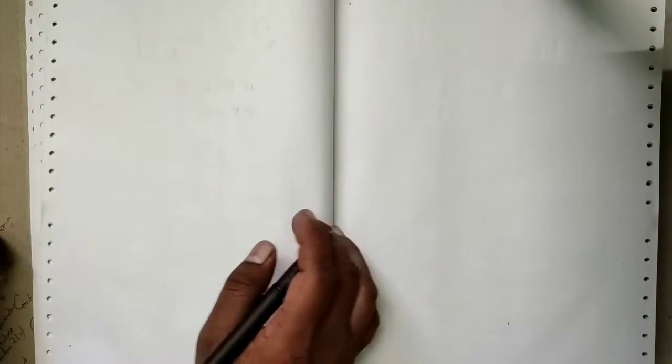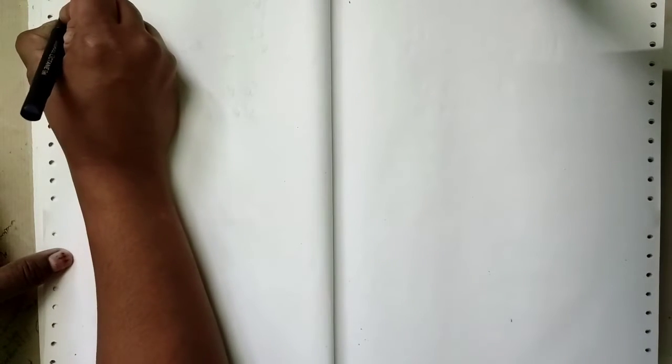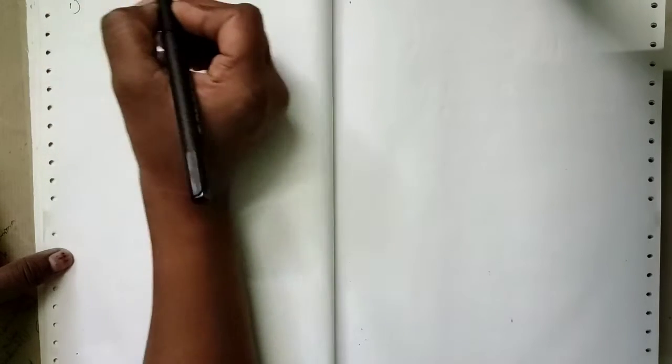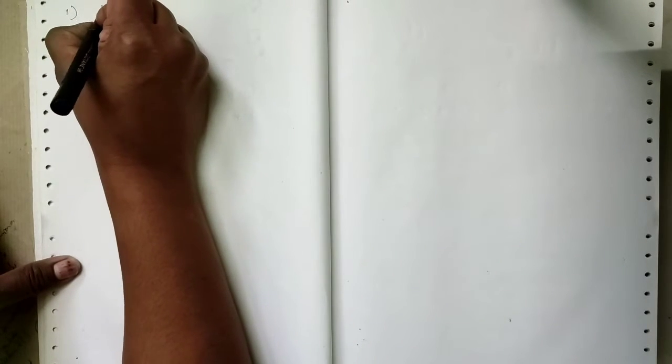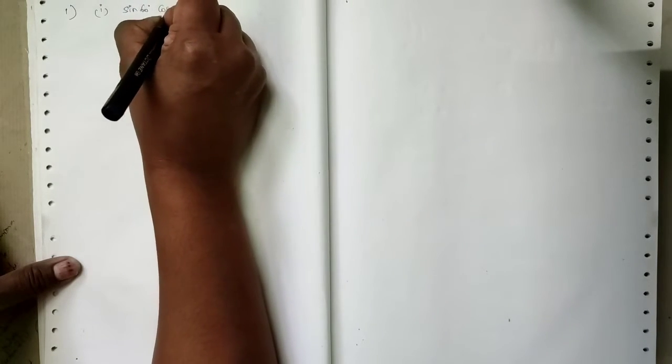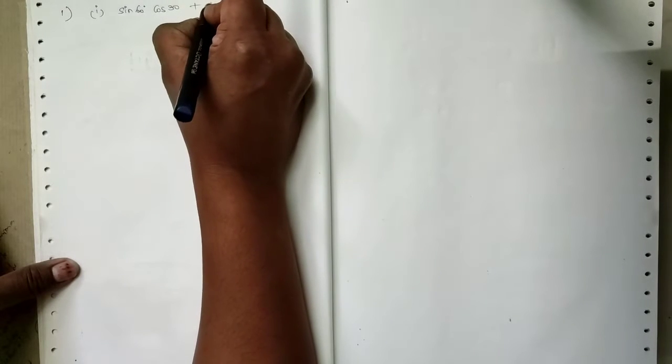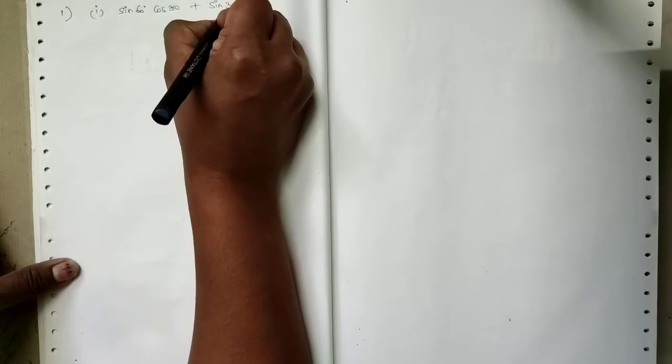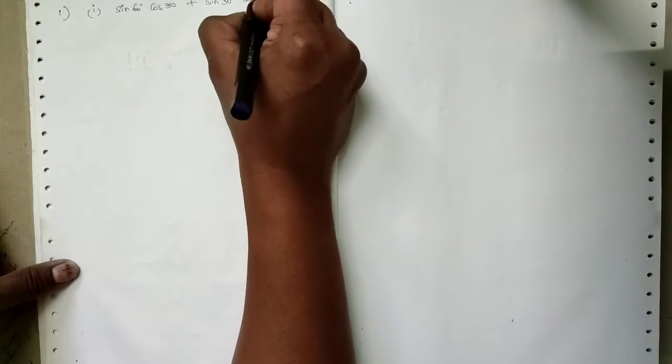Today we'll see chapter 8.2. We'll start. First one, evaluate the following. What is given is sine 60 into cos 30 plus sine 30 into cos 60.